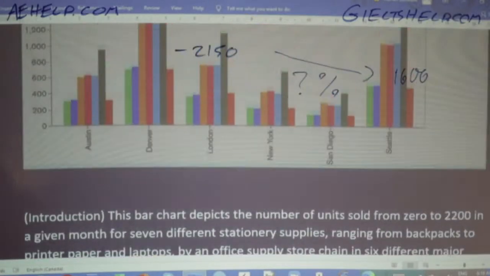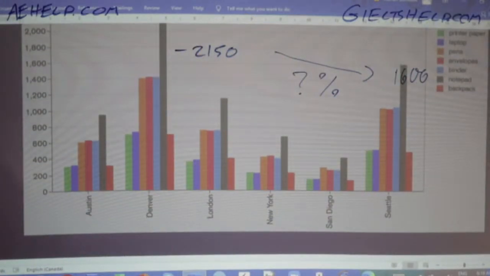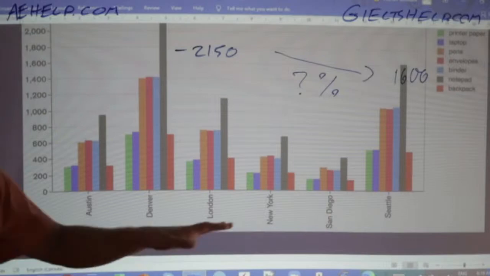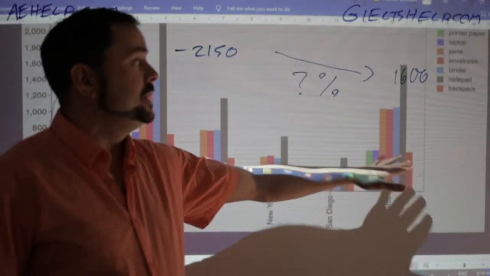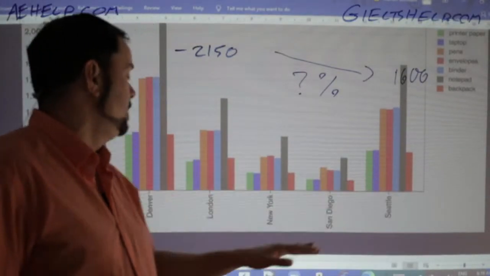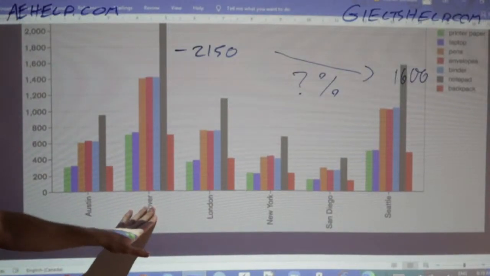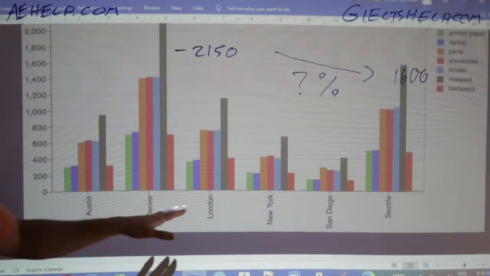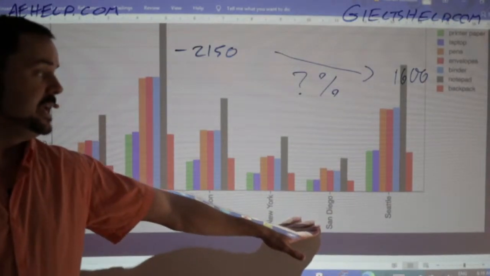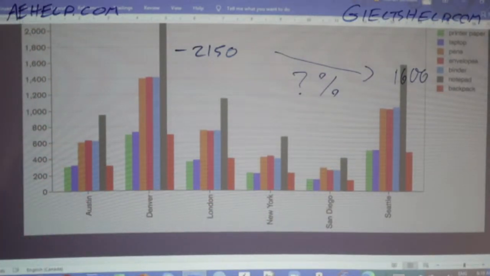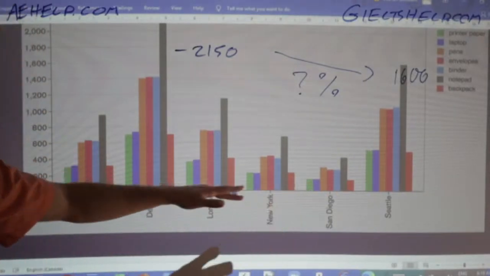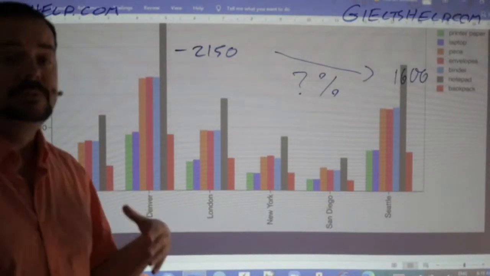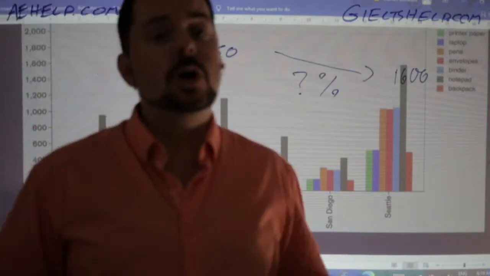All right. So Seattle had the second most sales with about 25% less total than Denver. And then that was followed by London, Austin, New York, and finally San Diego, which was less than a quarter sales of Denver. And I'm done. Okay, so that's all I'm going to do.